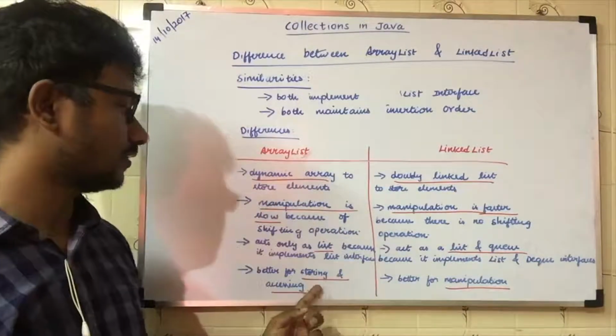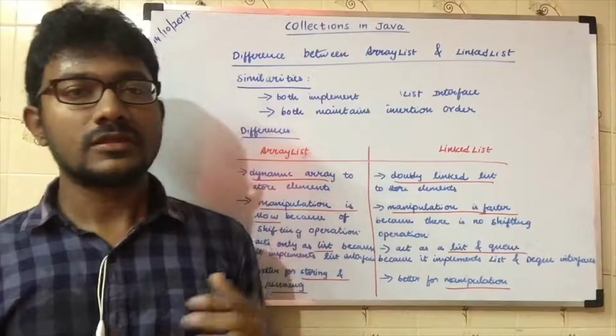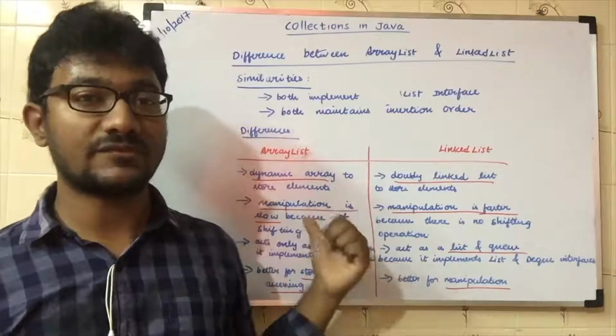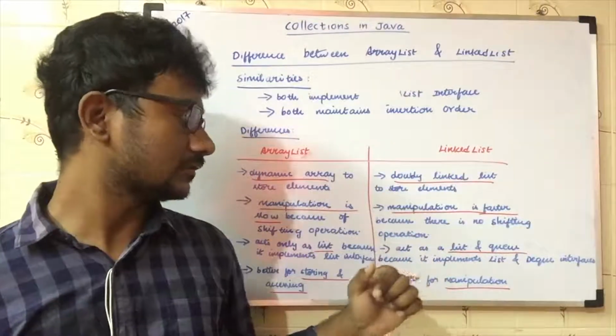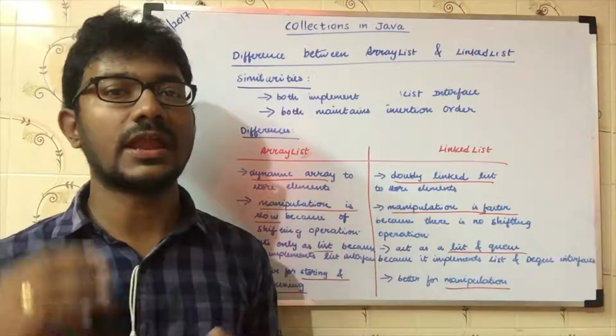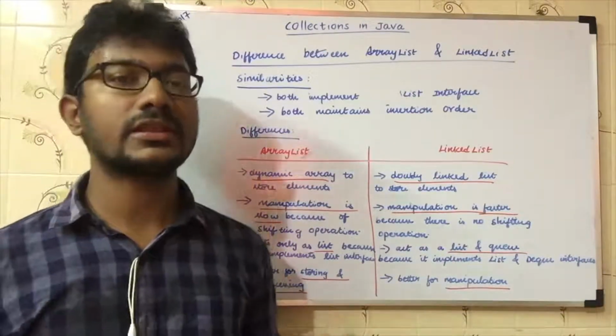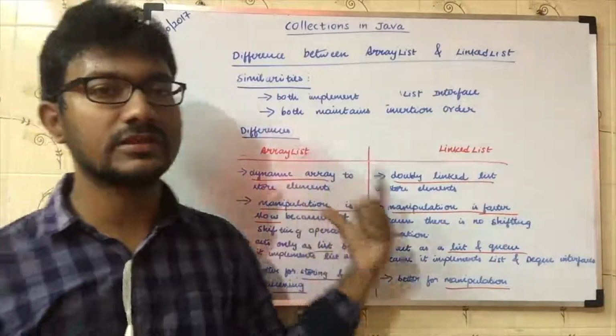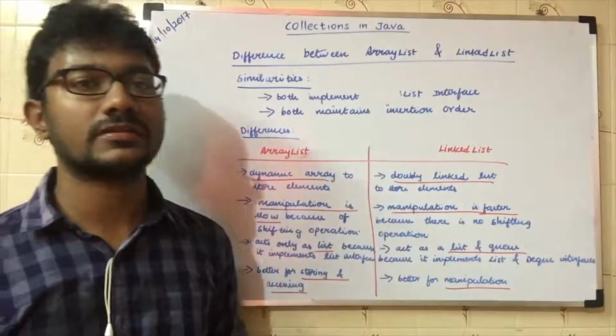This is the reason for this point. See, if we know the index, we can directly point to that data. That's the power of ArrayList. Whereas in case of linked list, it's better for manipulation. Suppose if you're trying to delete and add new data, then we should prefer only the linked list over ArrayList. These are the differences and these are the similarities of ArrayList and linked list.